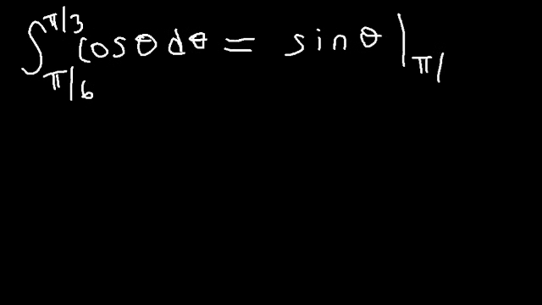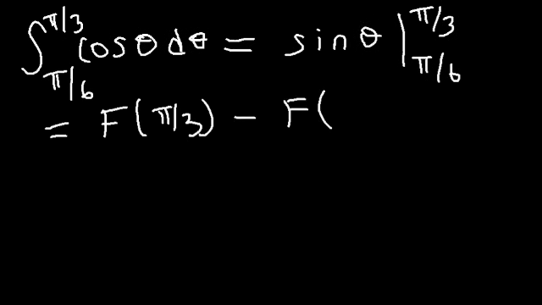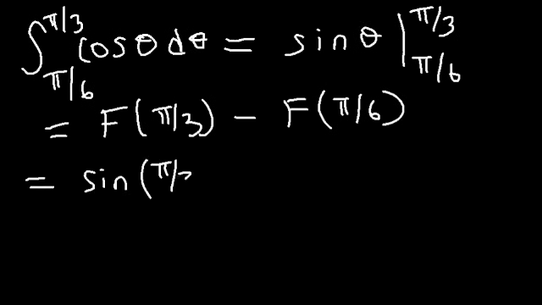Let's try another problem. Let's calculate the integral of cosine theta d theta from pi over 6 to pi over 3. So go ahead and try this one. So what is the antiderivative of cosine theta? The antiderivative of cosine is sine theta, since the derivative of sine theta is cosine theta. And let's evaluate it from pi over 6 to pi over 3. So this is going to be equal to f of pi over 3 minus f of pi over 6. And that's equal to sine pi over 3 minus sine pi over 6.